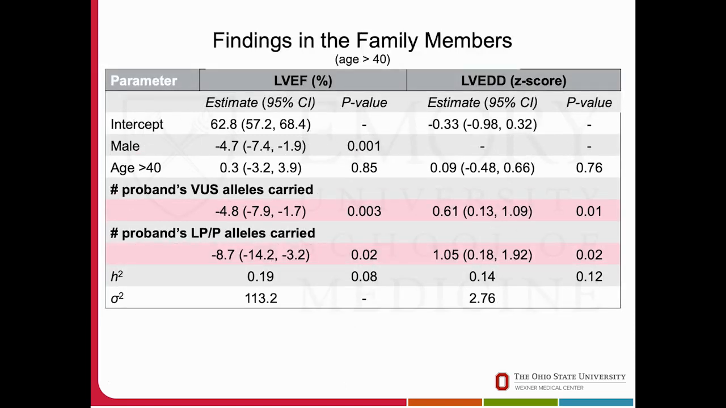And then the findings in the family members only are shown here: with the number of proband VUS alleles carried, the EF was decreased by almost 5 points. This is complex statistical genetics, and I'm sparing both me and you all of that background. The methods are essentially the same as the Lamin publication, and their hearts were also larger, with the Z-score statistically significant and larger. This is in a very small sample size, and we think that going forward, as we add in additional subjects from the precision medicine study, this will clearly play out.